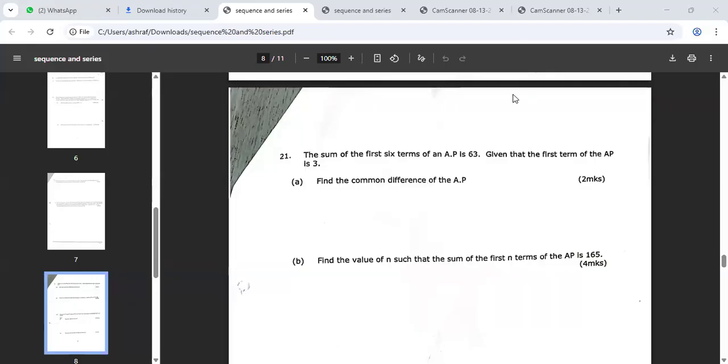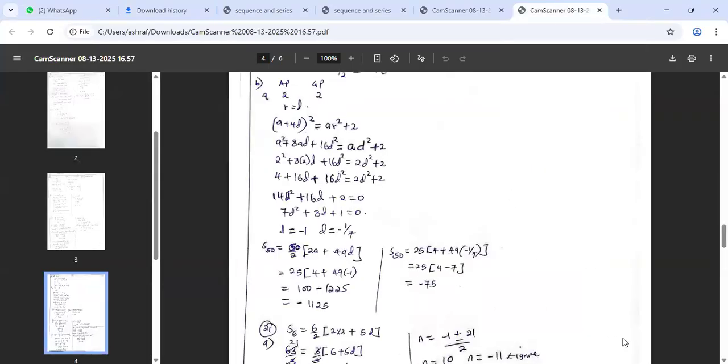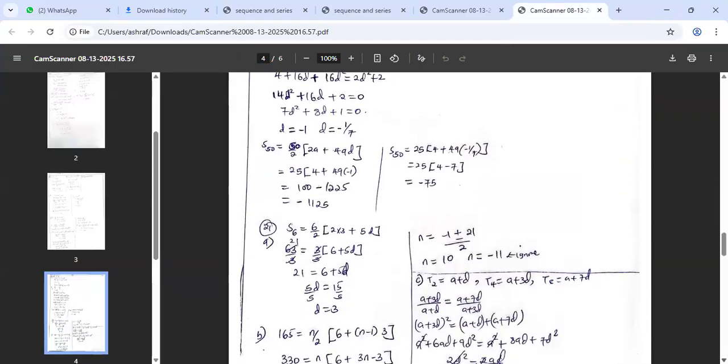Any other answer? So n is supposed to be either 10 or negative 11. Then, of course, you ignore negative 11 because the number of terms cannot be negative. But you have to show it when you're working. So this is how you work it out.